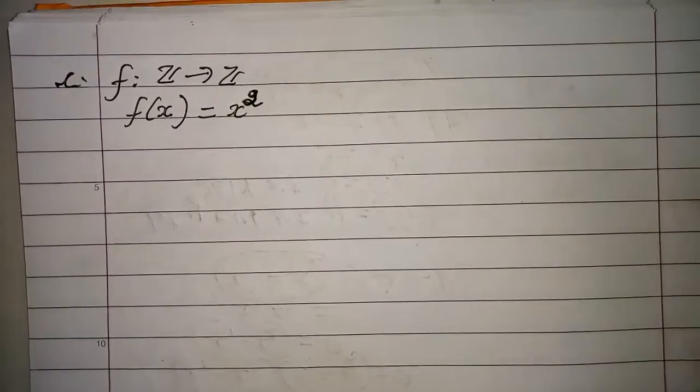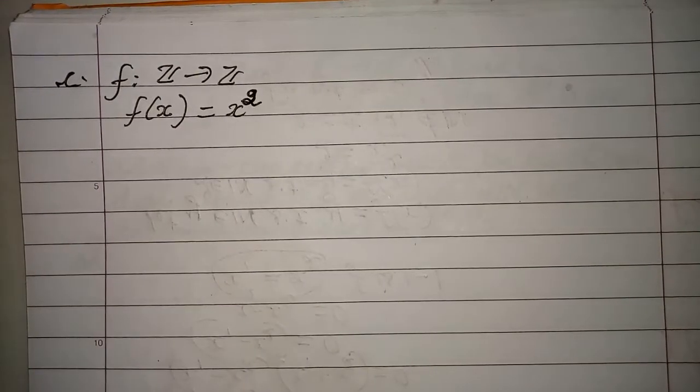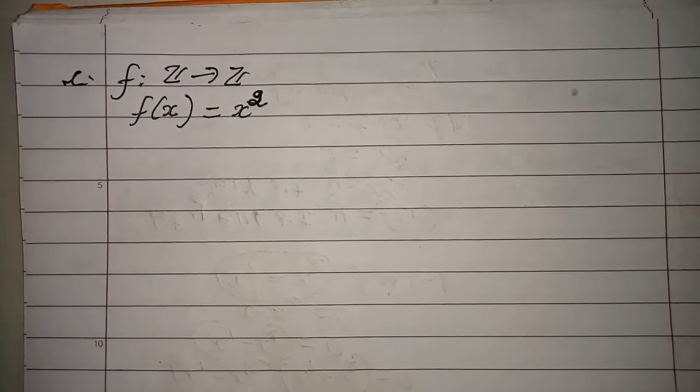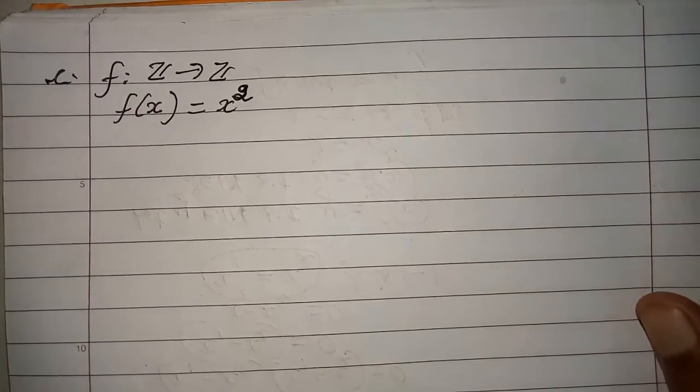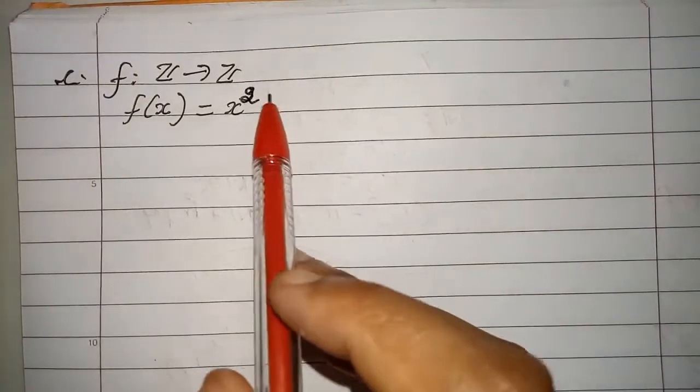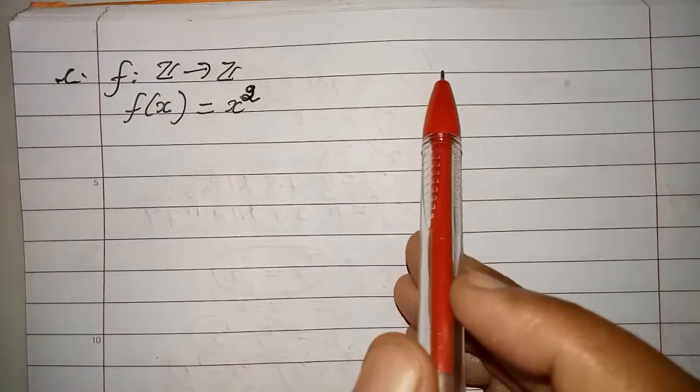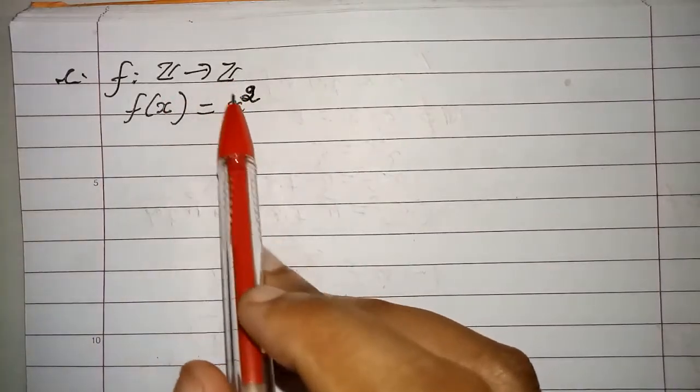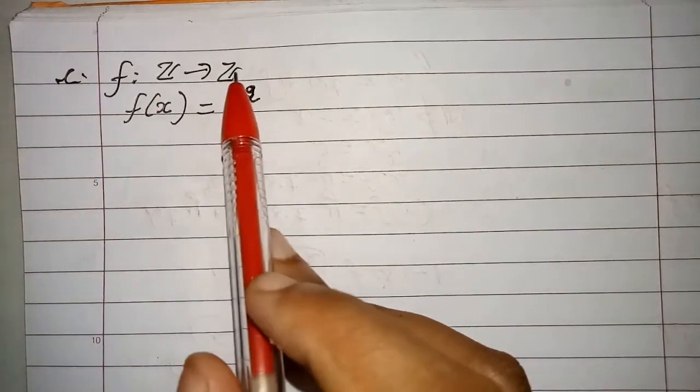Now the next one is f is a function from Z to Z such that f of x equals x square. Now the last two cases we got injective functions. So this time I have taken the function x square. Cube and square, that was under natural numbers. This time I have taken x square under Z and Z.